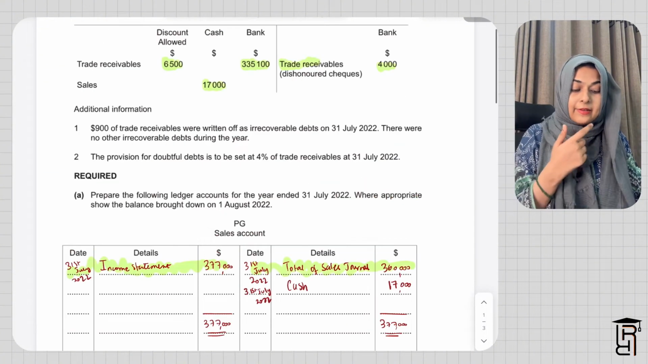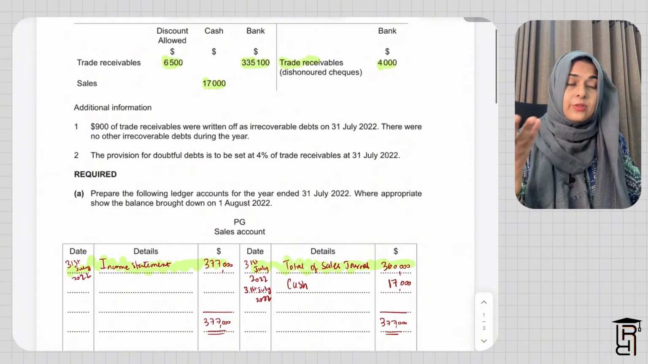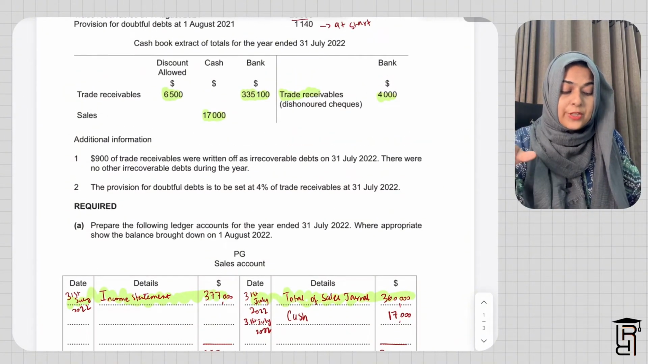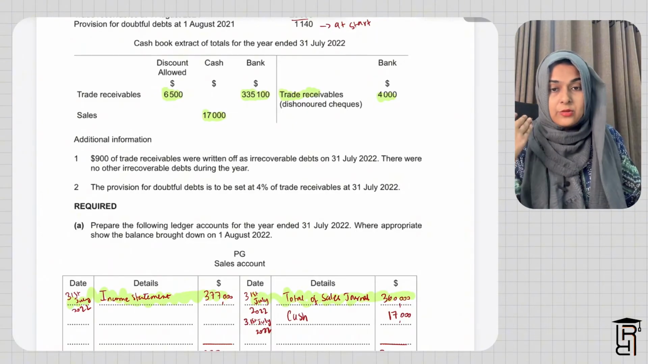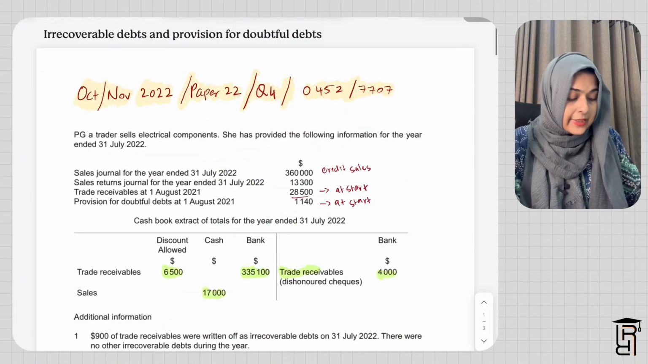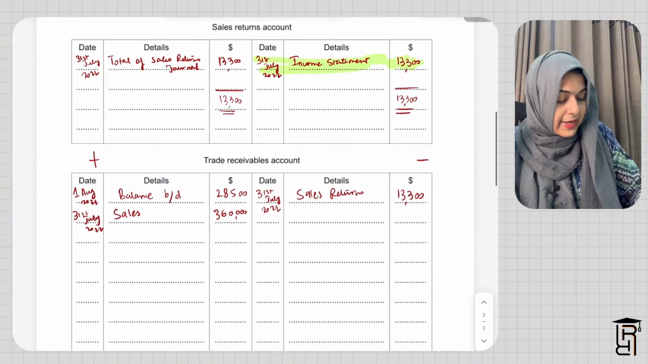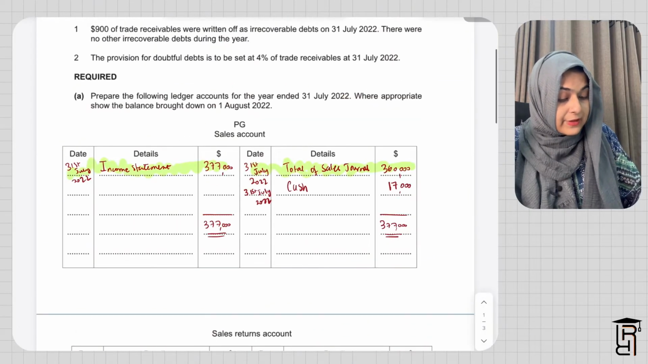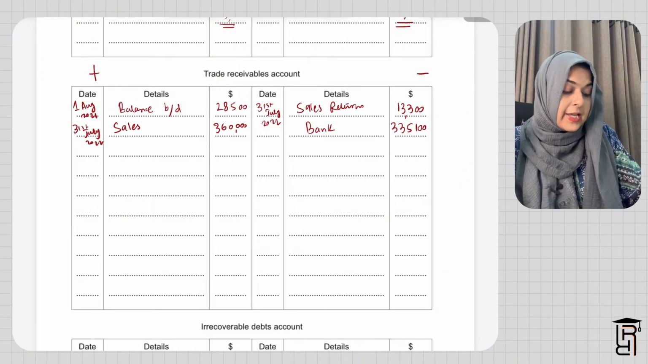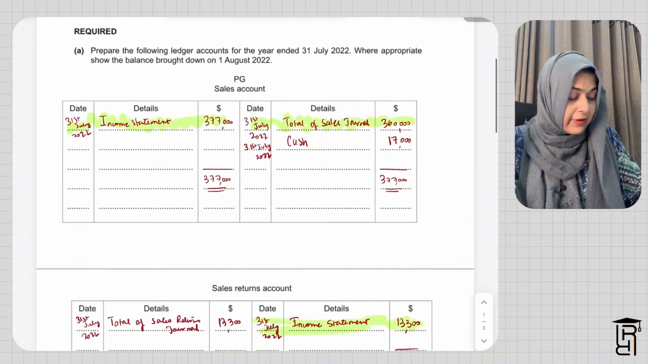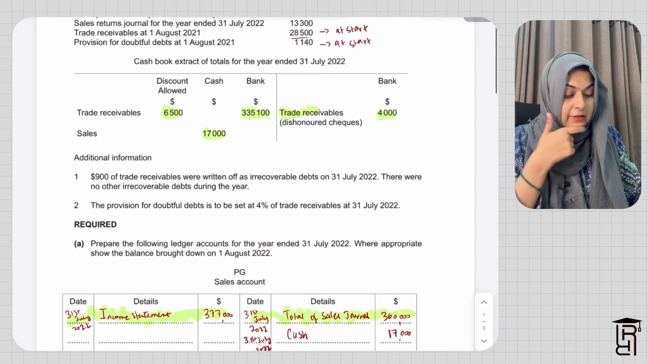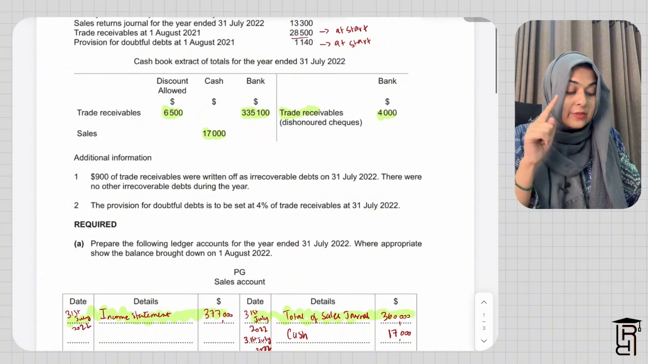And then whenever I receive money from my trade receivables, I need to record this on the credit side of the trade receivables account. If you notice, the cash book is being debited when trade receivables pay us. So bank is being debited, discount allowed account is being debited. So the trade receivables account should be credited, and I'll record this on the credit side. I'll write here bank, and the amount we have received from trade receivables is 335,100. So I'll write here 335,100. Then I have allowed discount of $6,500, so I'll write here discount allowed. I'll write here 6,500.